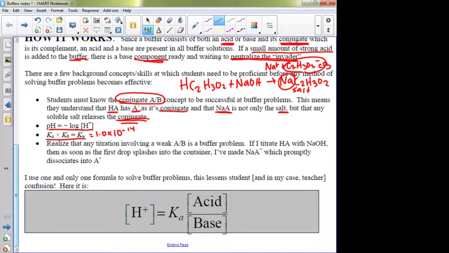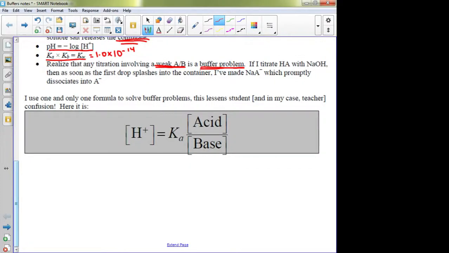And we also know that anytime we have a titration with a weak acid or a weak base, it is a buffer problem. So anytime I see that I have a weak acid or a weak base and I'm doing a titration problem, I need to realize that I have a buffer problem. So here's the one and only formula that you have to know in order to do buffer problems. And you need to memorize this because it will not be on your equation sheet.